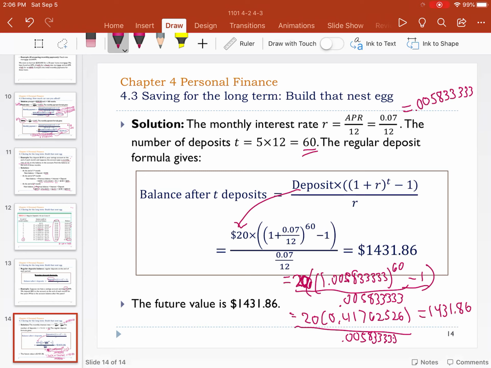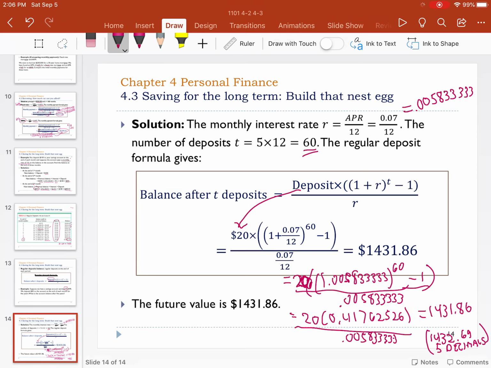But it does bear some mention that if you only use 5 decimal places, the value you get is 1432.65, I believe. It's hard for me to read my own handwriting. Oh, 69 cents. Okay, so that's for 5 digits, 5 decimals. So 6 is generally better.